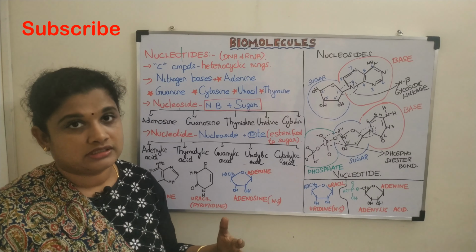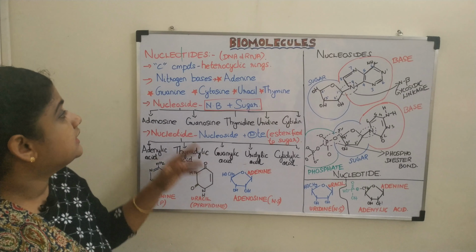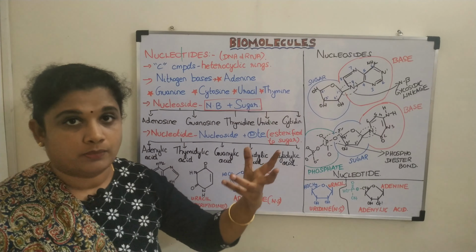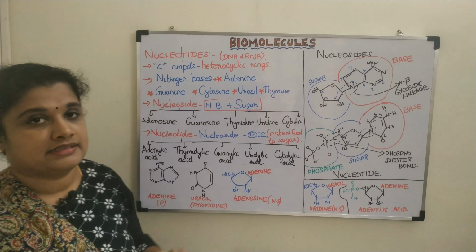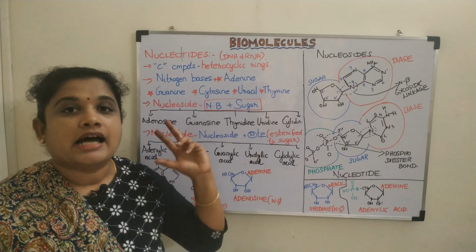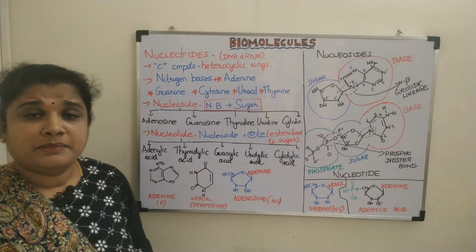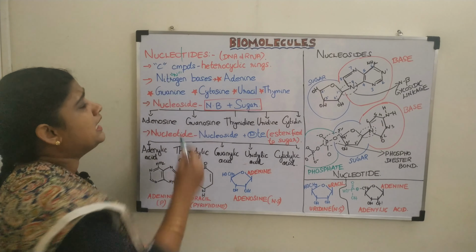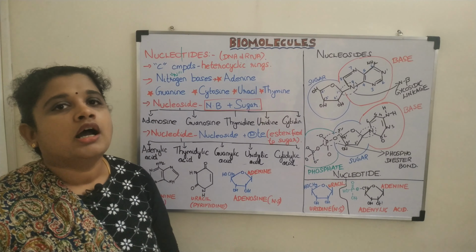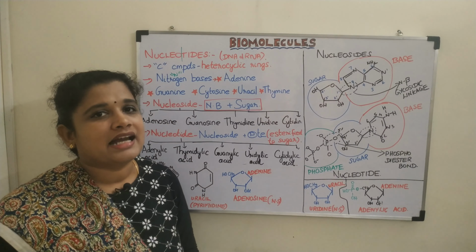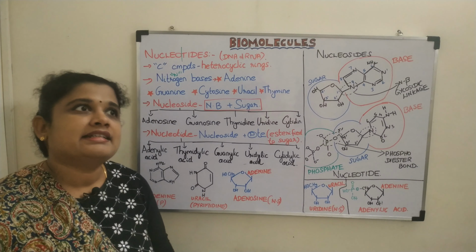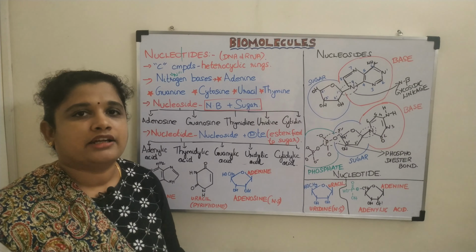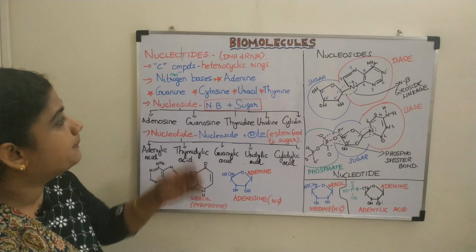An example for these ring compounds is the nitrogen bases. So what is a nitrogen base? From the name itself you can infer it contains the element nitrogen. Bases, what is a base? It acts as a base in a chemical reaction. A base acts as an electron donor. It donates a pair of electrons in a chemical reaction. That is why we call it a base.